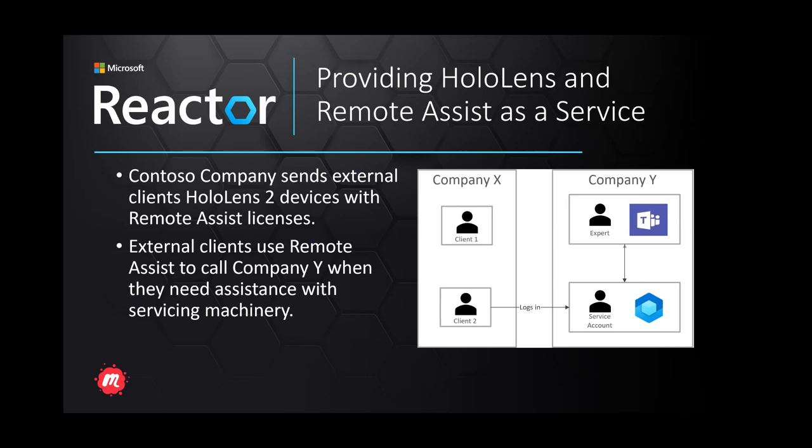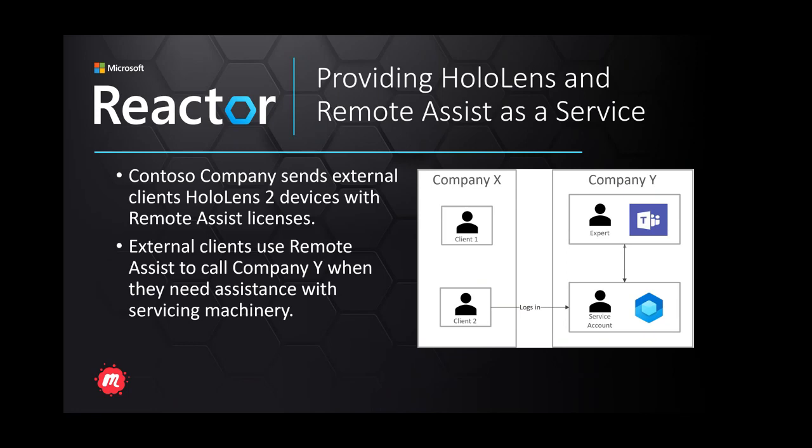Okay, so I'm going to pause and take a step back and talk a little bit more about this slide. In this scenario, company Y has the experts, who have Teams licenses. They also own the Remote Assist license, as well as the HoloLens. And company X might be a vendor, might be a client, and might be a subdivision of company Y, but they're on two separate tenants.